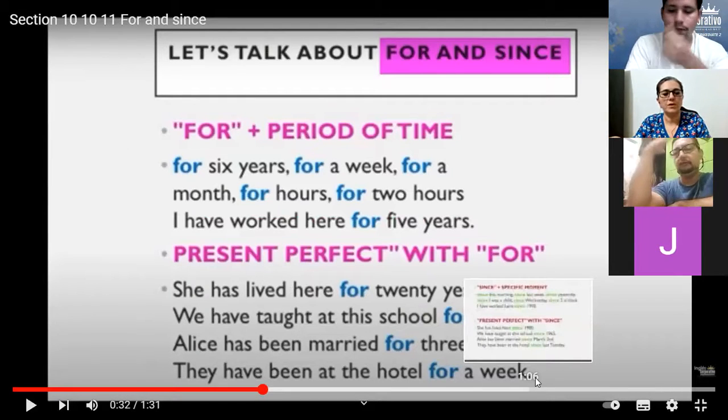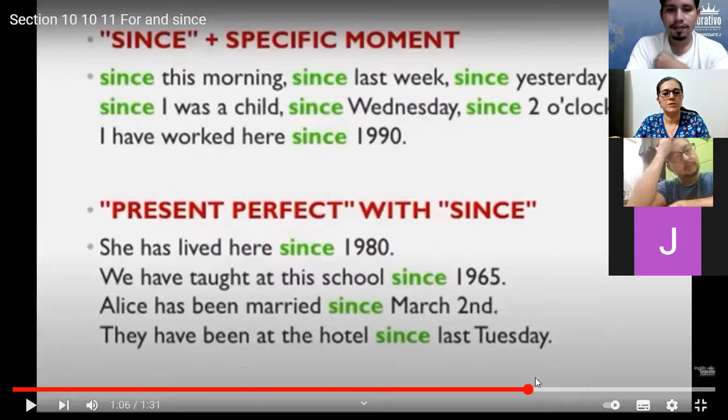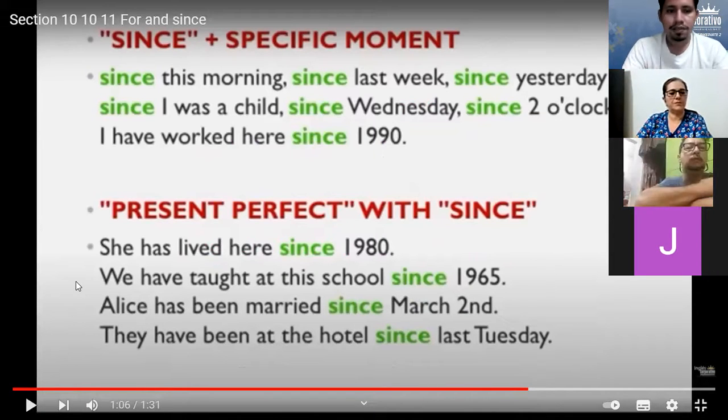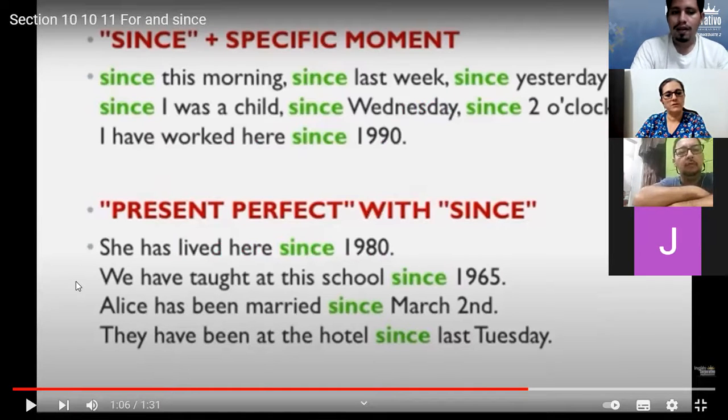In the next one, we have the example for present perfect with since. Check out these details. If we say, she has lived here since the 1980s, there we are using a specific period of time, because this is a specific moment when I started living there. If I say, we have taught at this school since 1965, I'm setting just a specific period of time.